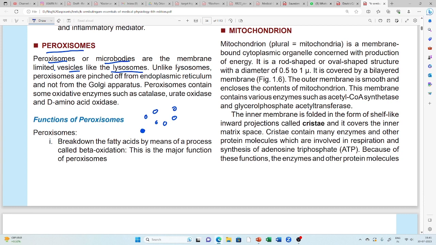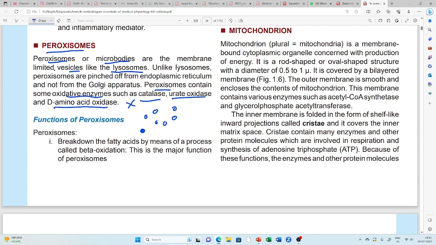But lysosomes are produced from or separated from the Golgi apparatus, whereas peroxisomes are formed or pinched off from the endoplasmic reticulum. Peroxisomes contain different kinds of oxidative enzymes such as catalase, urate oxidase, and D-amino acid oxidase. This and all, no need to learn by heart.